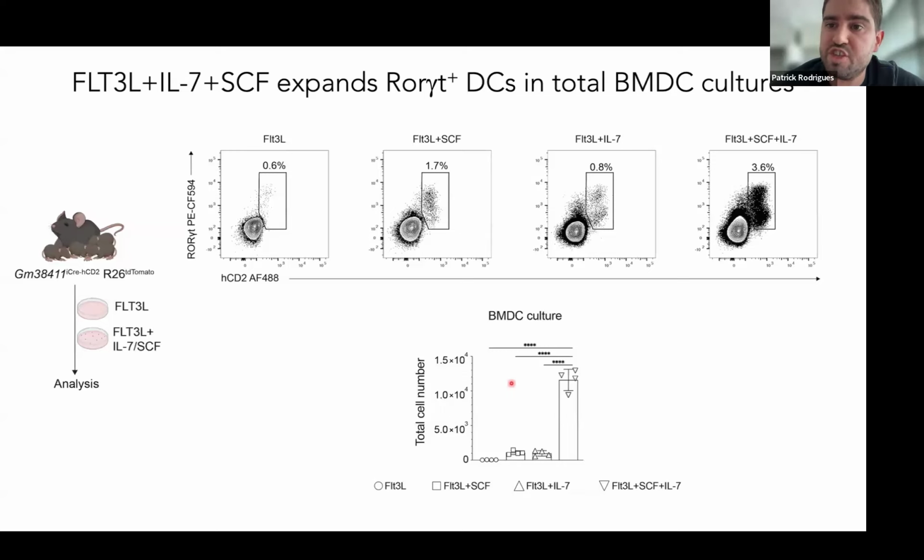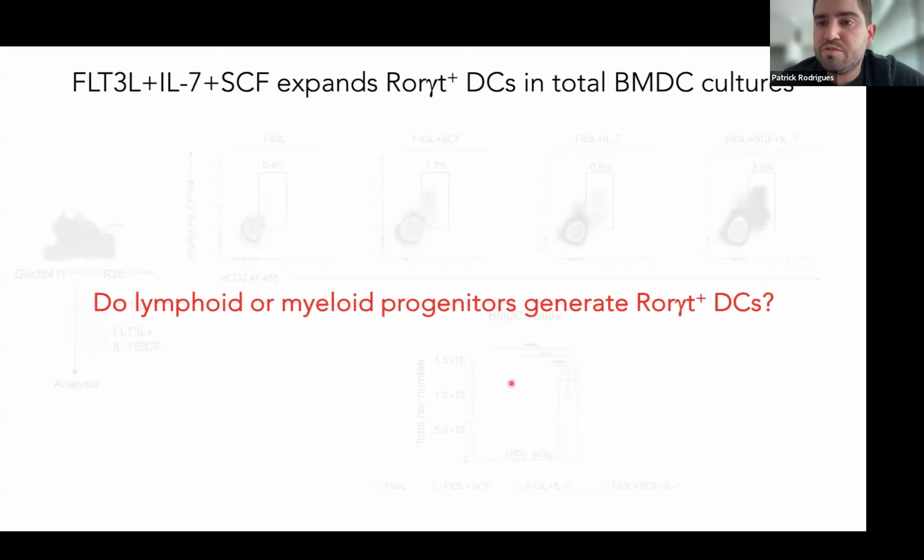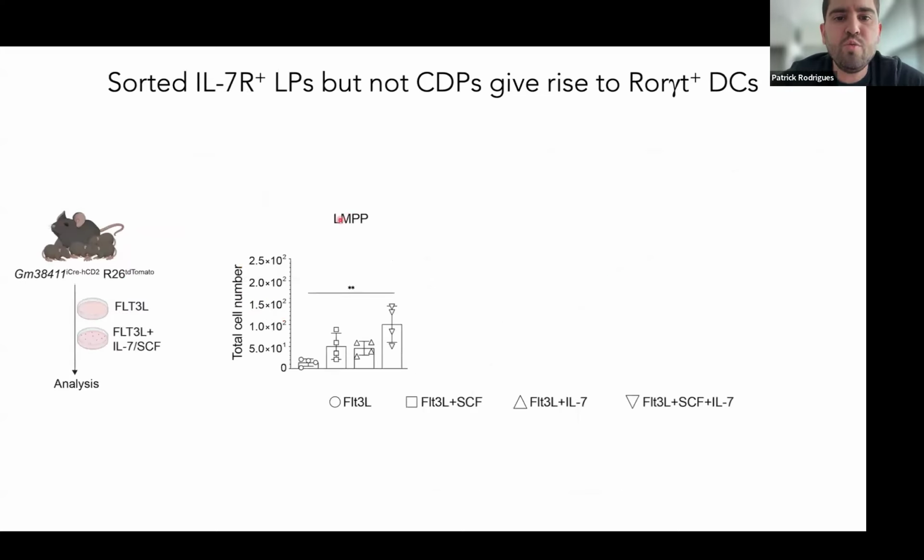Obviously, the next question is, we can generate the Rorγt DCs from total bone marrow DC cultures, but can we also do the same by sort purifying specific progenitors and putting them in culture? What we specifically did was to sort purify lymphoid as well as myeloid progenitors, and we checked whether under these conditions they were able to generate the Rorγt DCs. Whenever we sorted the LMPPs, which are one of the earliest progenitors in hematopoiesis, you could clearly detect that the LMPPs were very good at generating the Rorγt DCs and gradually expanded whenever you added stem cell factor, IL-7, or stem cell factor and IL-7.